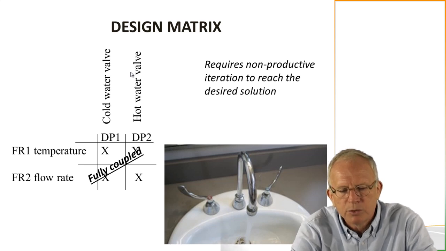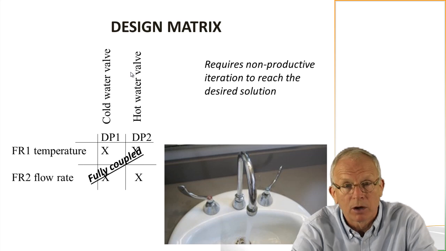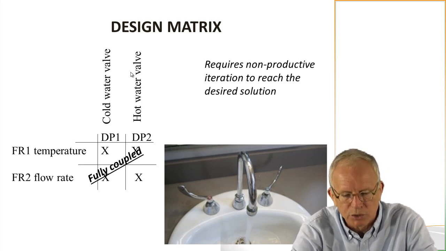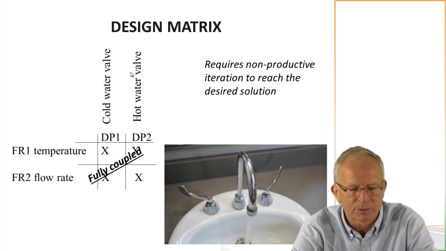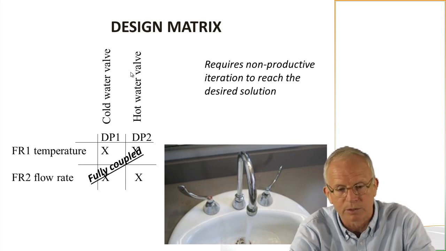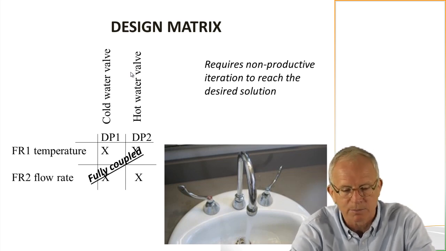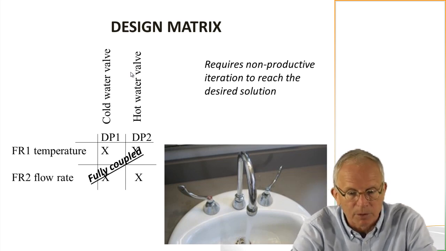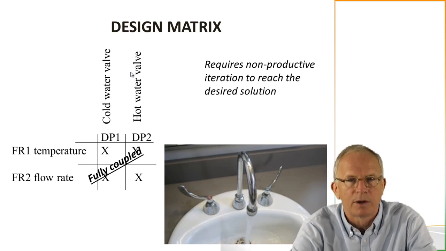So in order to get the temperature and flow rate that you want, you have what we might call a non-productive iteration to reach the desired solution. You make a guess, you stick your hands under, you see if you like the temperature. Oh no, it's too hot, we'll turn up the cold. We turn up the cold, the flow rate's too high, it just splashed all over me. Adjust them both down, and so on.